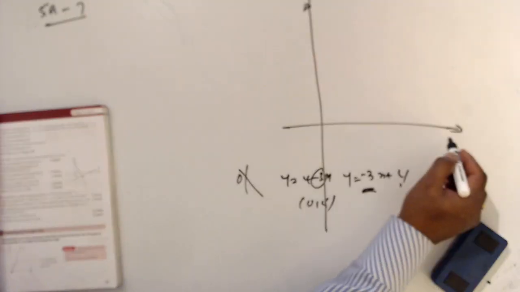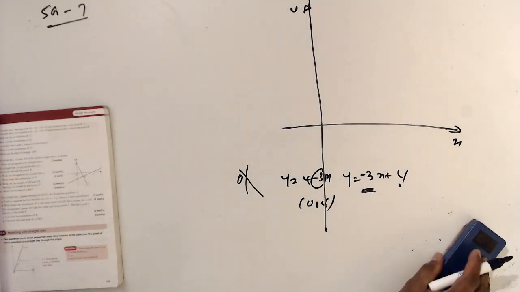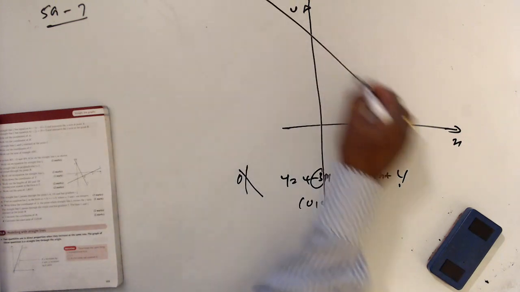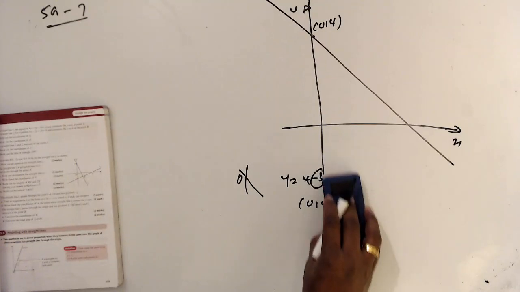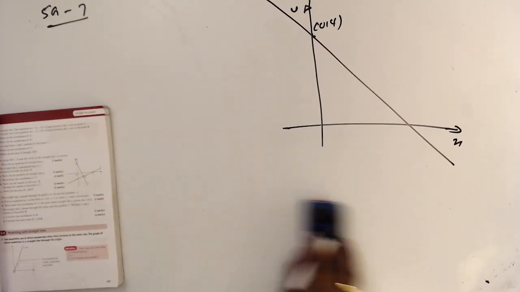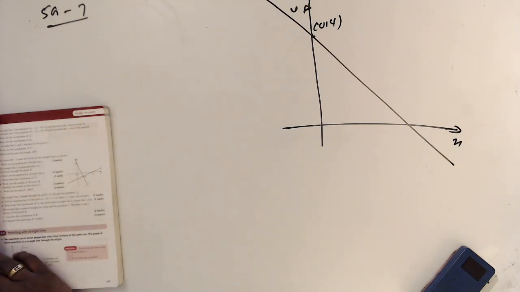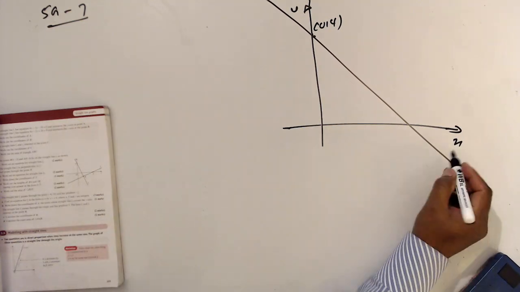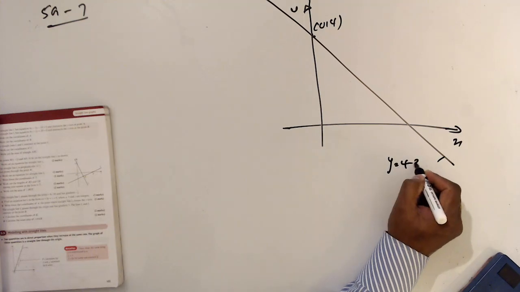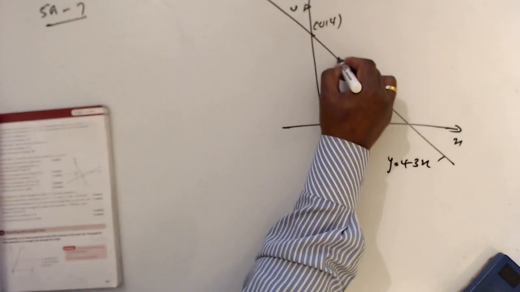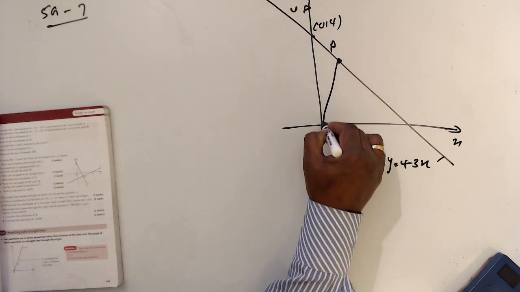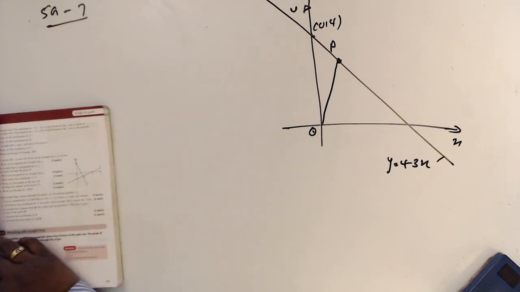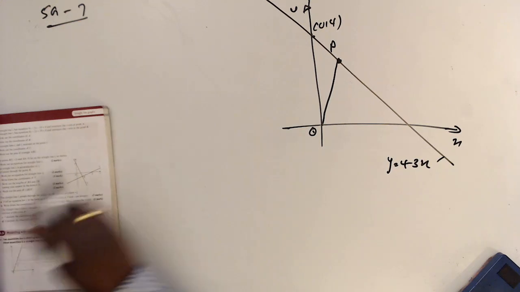This is the x-axis, this is the y-axis, and this is going through (0, 4). The equation of this line is y equal 4 minus 3x. And there is a point here. This point is named P. We know the distance from here to the origin is square root 34.